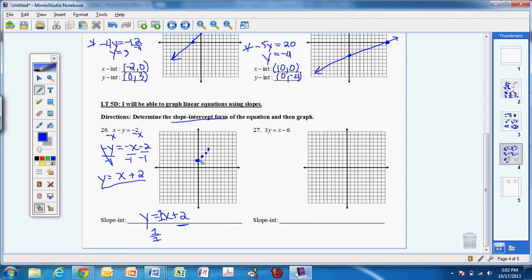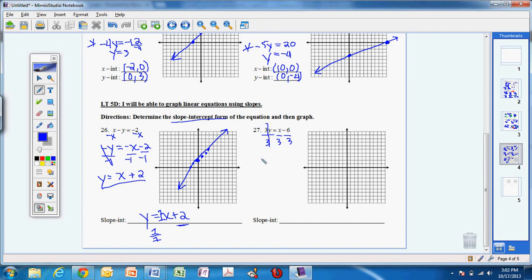And I at least suggest doing a couple of points. So just like I could go up 1 and over 1, I could go down 1 and back 1, and I could still get the rest of my line. So then drawing a line through all of your points, the graph of this line actually looks something like this. Okay, so slope-intercept form again is just getting it to be in the y equals form. So looking at 27, again, this one is not y equals, so it's not in slope-intercept form yet. We have to get it there.